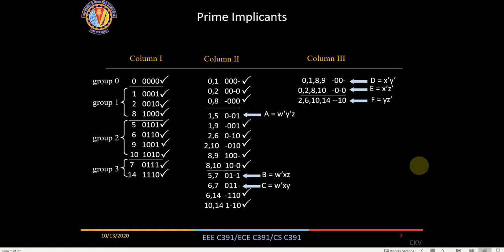Sir, excuse me, sir. Yeah, tell me. So in the case there is no group 1, then there cannot be 0 2 pairs, right? Group 0 and group 2 cannot be paired. Yeah, that will be the last column. Correct. Okay. Thank you.